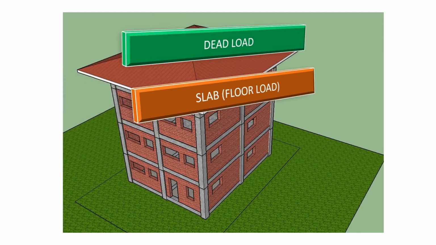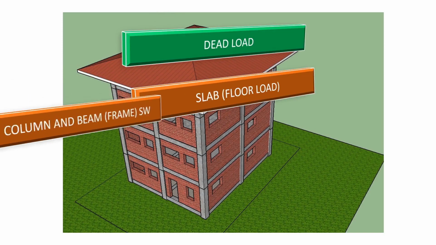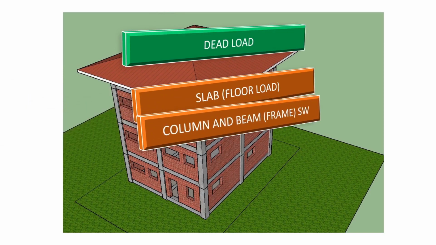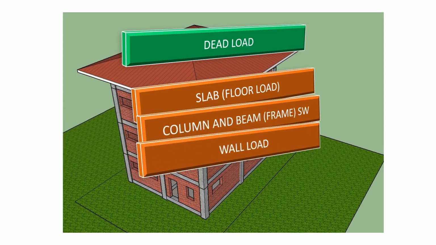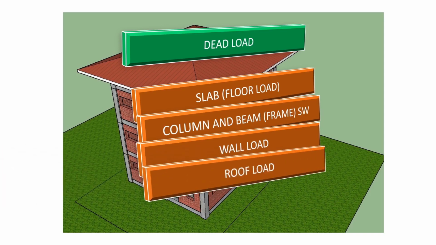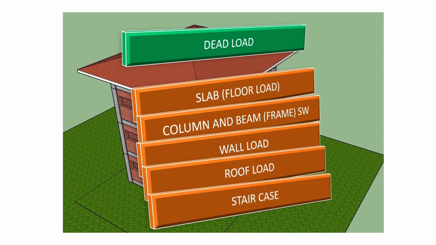Now coming to the dead load, we have the load contribution from the slab, that is the floor load we take in Staad, and for the column and beam, that is the frame self-weight that we take in Staad, and for the wall, that is the wall load that we take in Staad. For the roof load and staircase, we have not considered them in this project, but in a real-life project we have to consider these two, roof load and staircase.